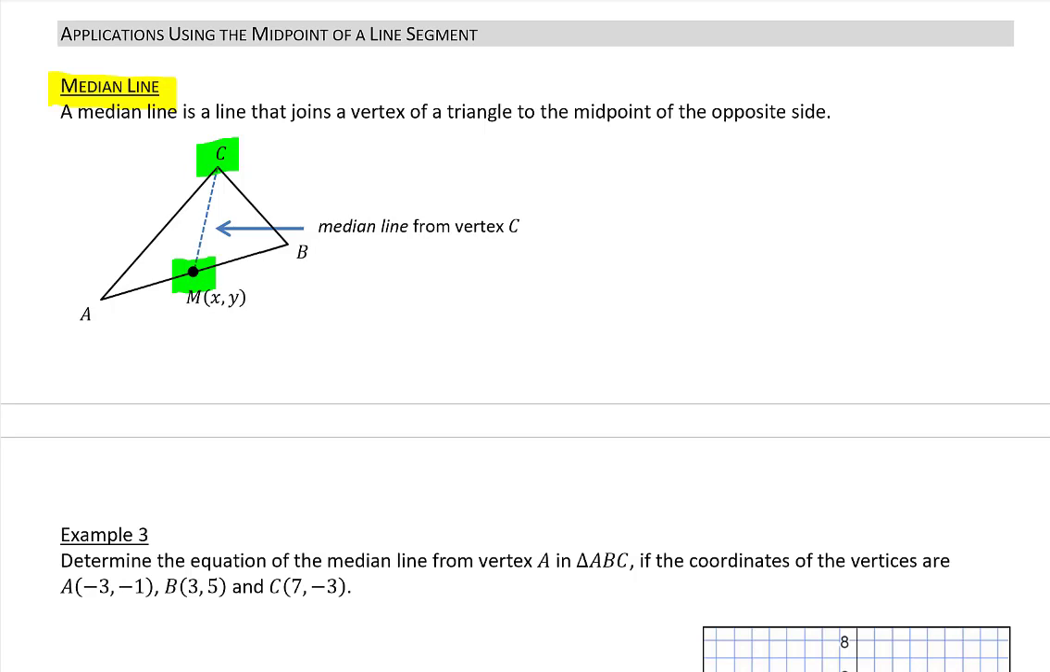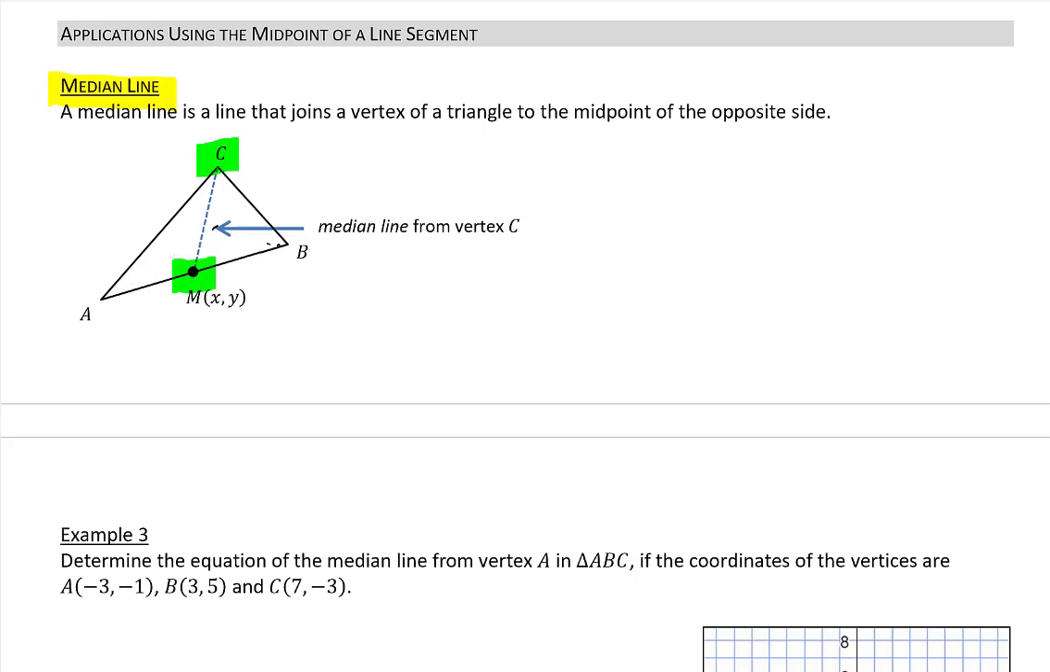And we could also create a median line from vertex B. It would look something like this. And we could do a median line from vertex A. It would look something like this. And in fact, all three would join at some point, but we're not going to talk about that today.